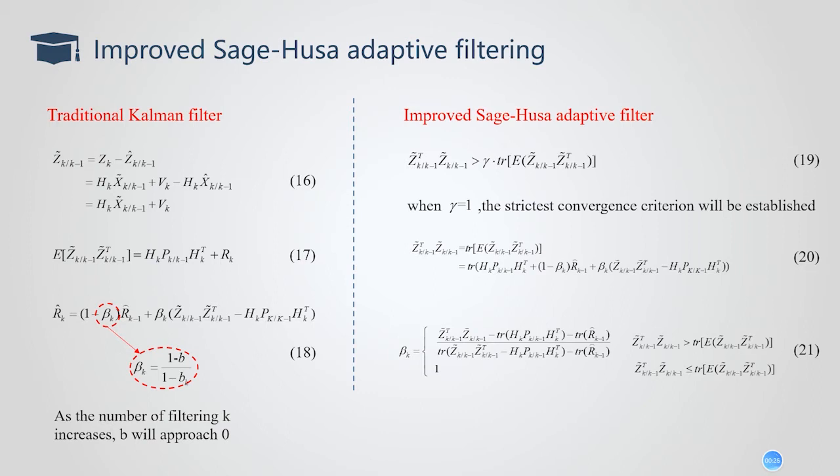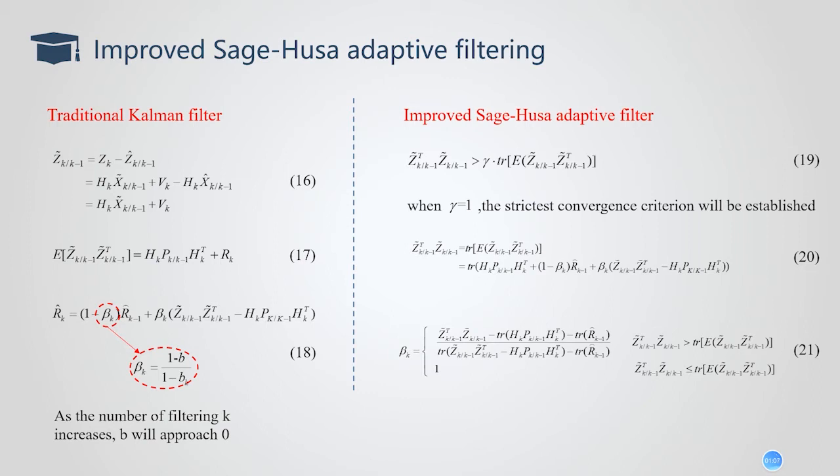Traditional Sage-Husa filtering considers Formula 18, where b is the fading factor, but as the number of filtering steps k increases, it will approach zero, and the weight of adaptive filtering will remain unchanged. At the same time, the distribution weight of the initial measurement noise vector gradually decays and approaches the constant value zero. The above-mentioned reasons reduce the adaptive degree of the noise estimator, and the accuracy of filtering will decrease accordingly.